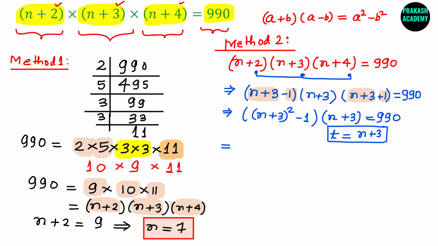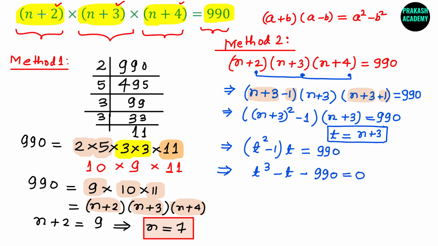So if you make this substitution, we can rewrite this as t square minus 1 and this is t is equal to 990. So we can further expand. This is t cubed minus t, and let us take 990 this side, minus 990 is equal to 0. So this is a cubic equation.